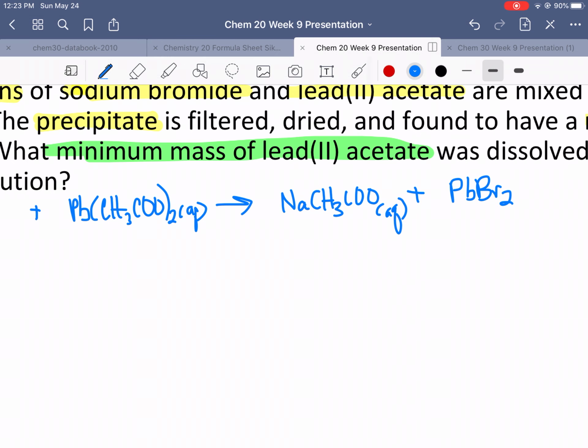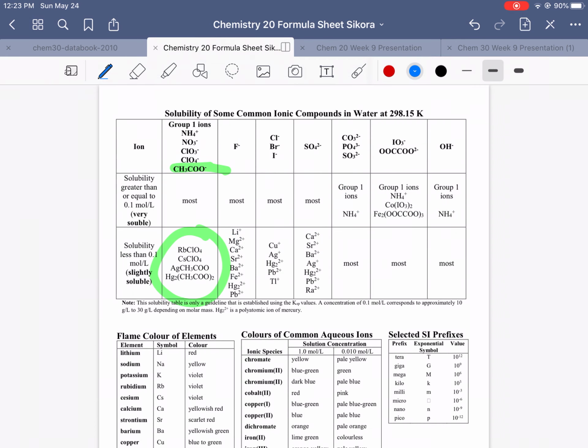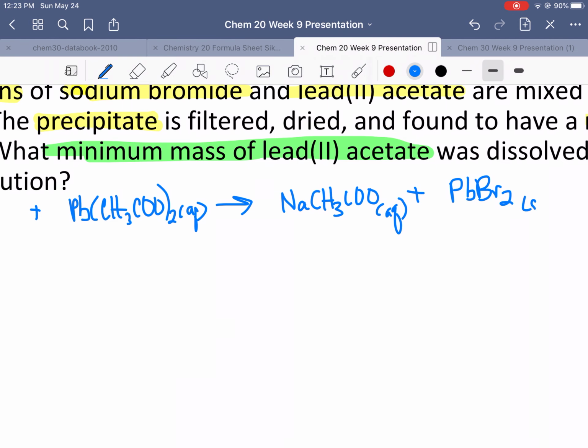Vice versa, let's look at the lead bromide. Find that bromide. Let's look for the lead, and sure enough, lead is here. Therefore, yes, this is going to be your precipitate. This is going to be solid.